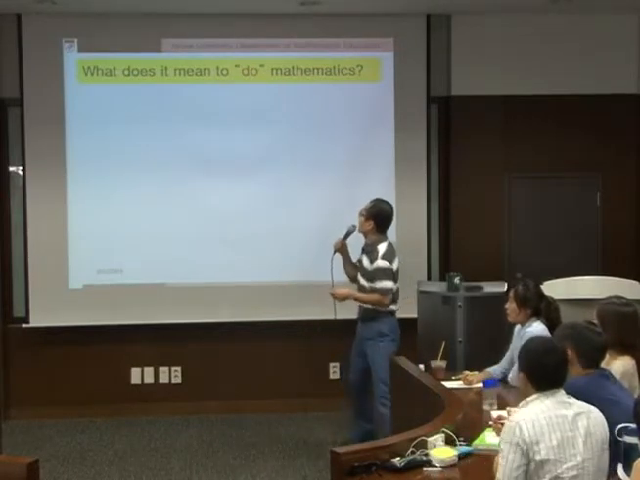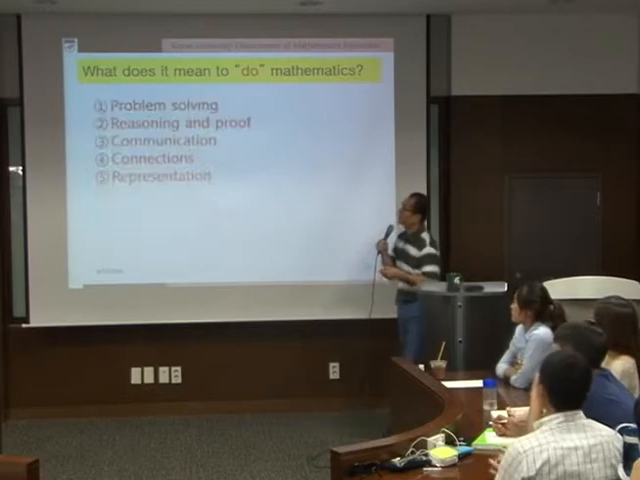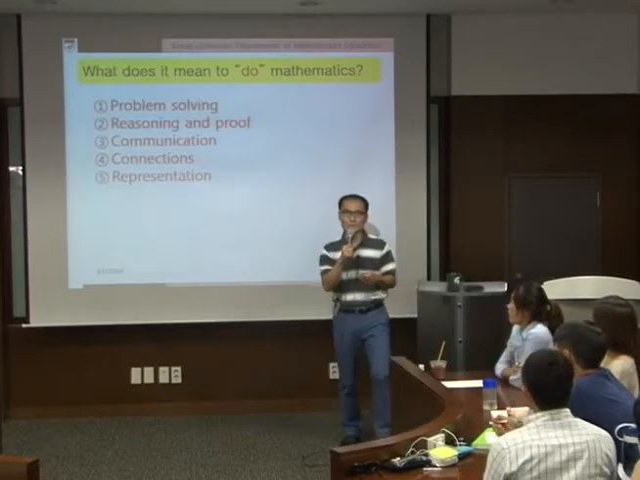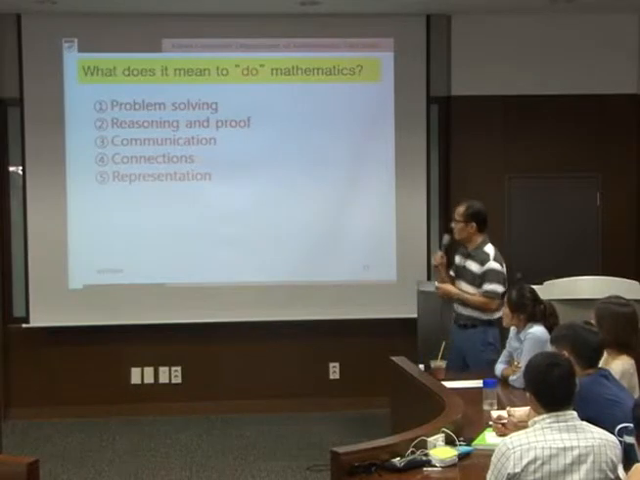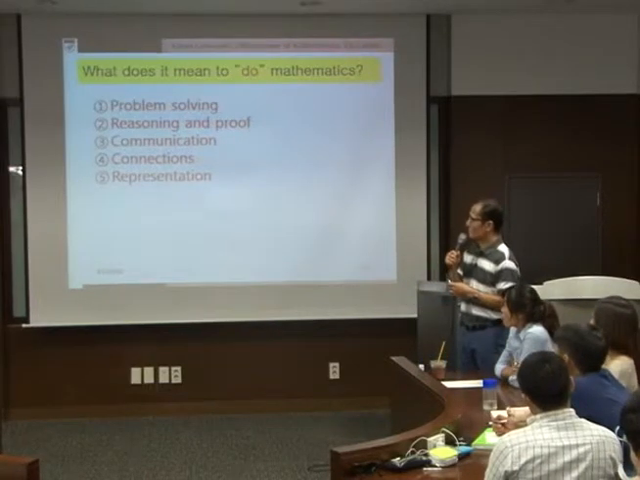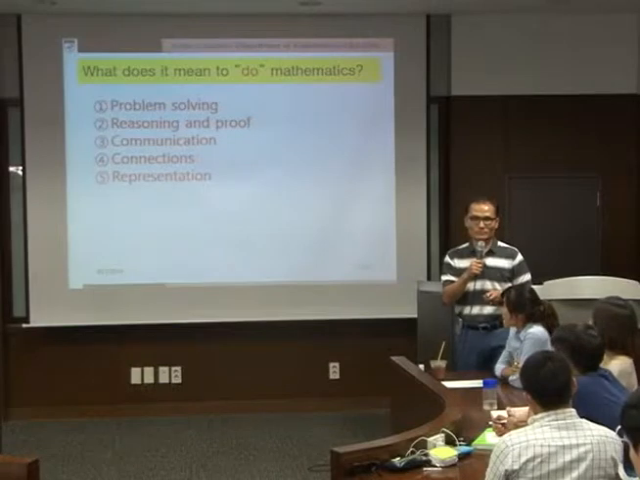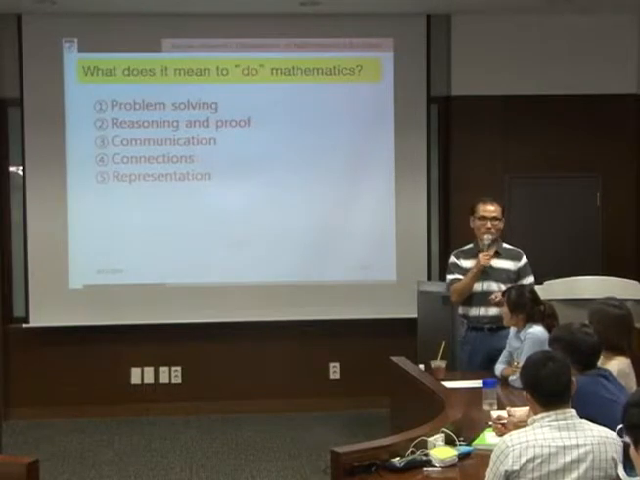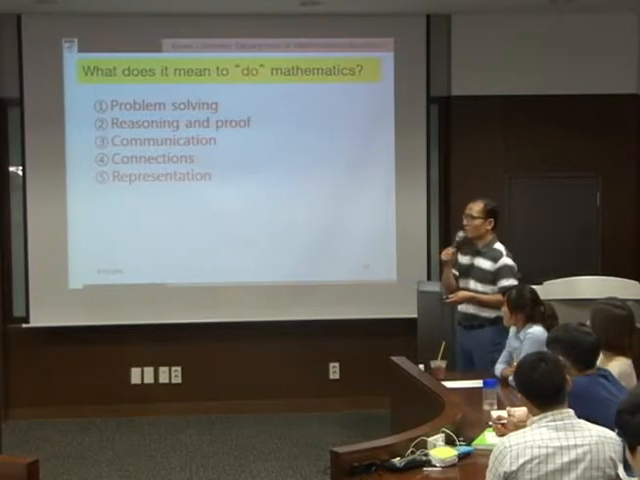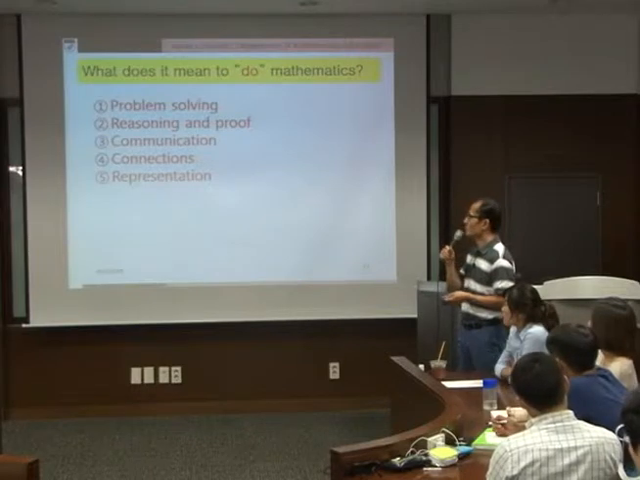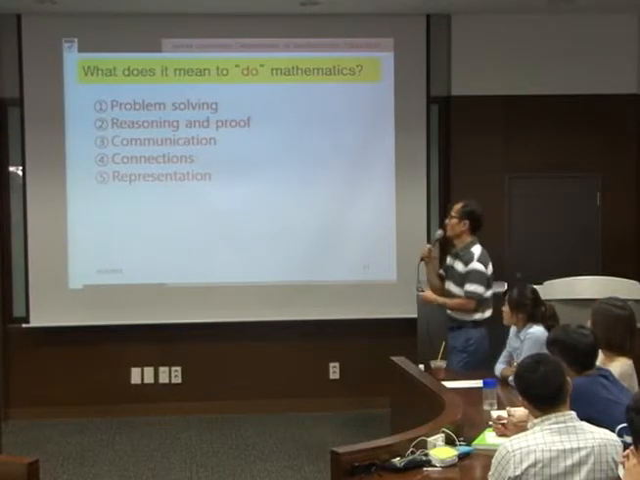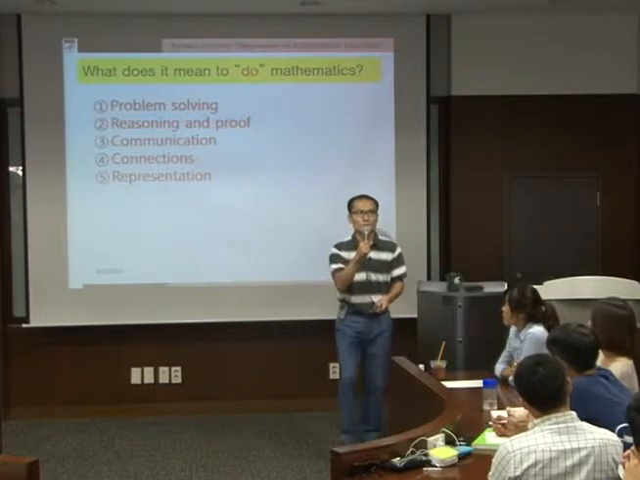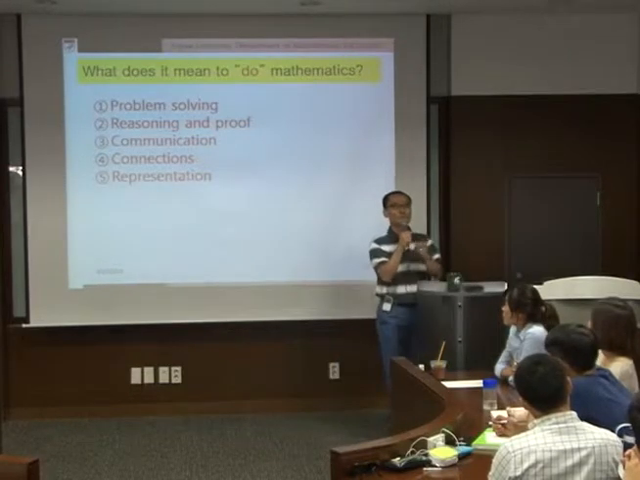So what does it mean to do mathematics? According to the NCTM standards, they emphasize five ways of doing mathematics. Take a look. What is the first one? Problem solving. Second one, reasoning and proof. Third one, communication. What about the fourth one? Connection. The last one, representation.